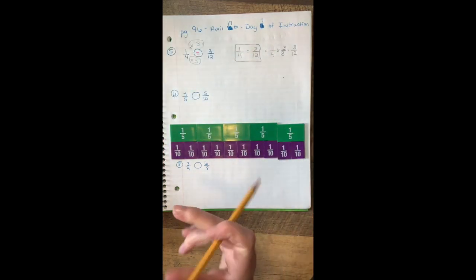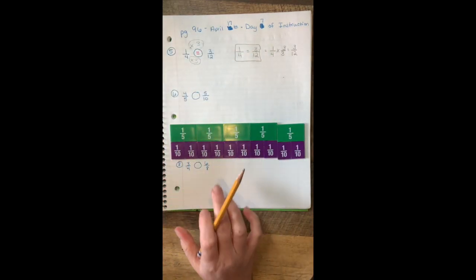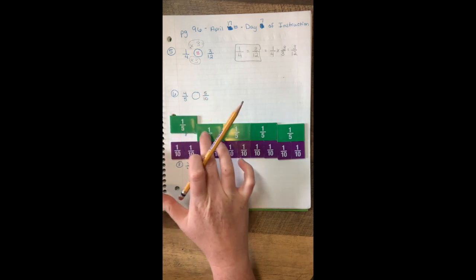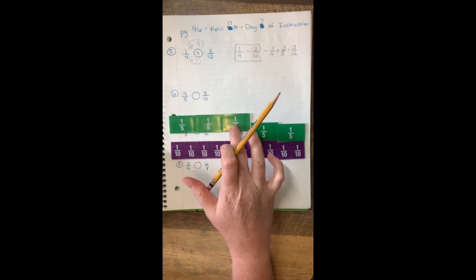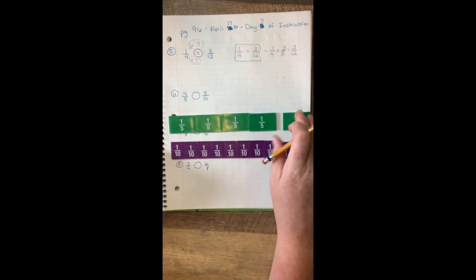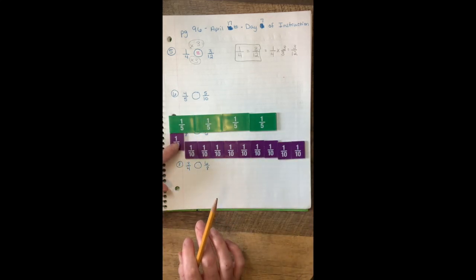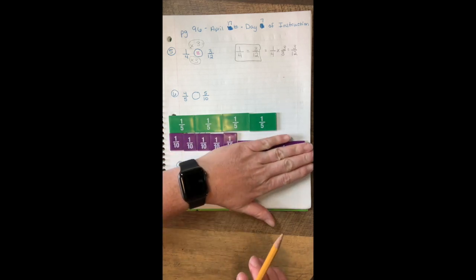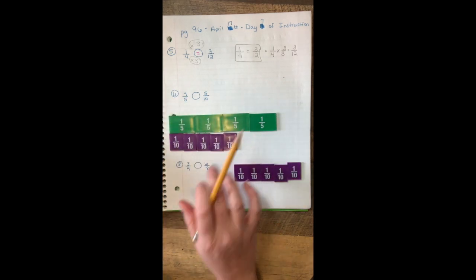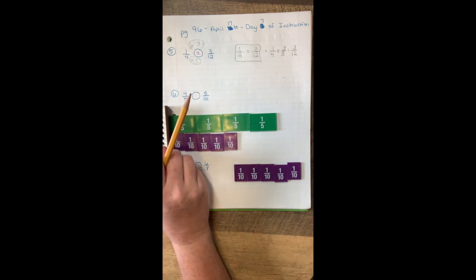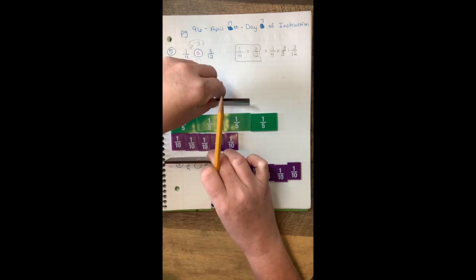And now I want to make these fractions 4/5 and 5/10. 1/5, 2/5, 3/5, 4/5. Get rid of the fifth one. I want to make 5/10. 1/10, 2/10, 3/10, 4/10, 5/10. I'll get rid of those. Now my question is, are these two fractions equivalent?